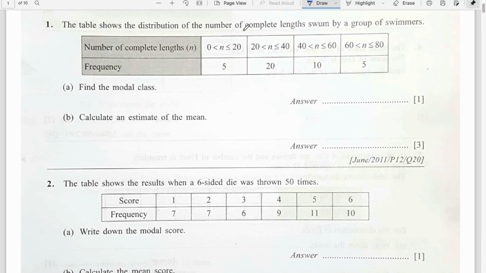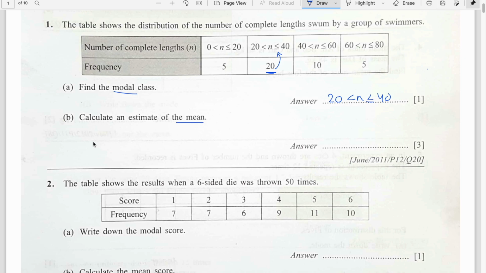The table shows the distribution of the number of complete lengths swum by the number of swimmers. Find the modal class. We can see the highest frequency is 20, so the modal class is right next to it: 20 < n ≤ 40.